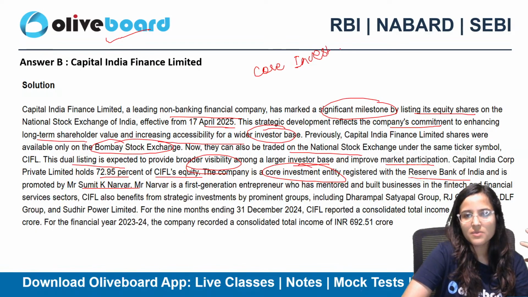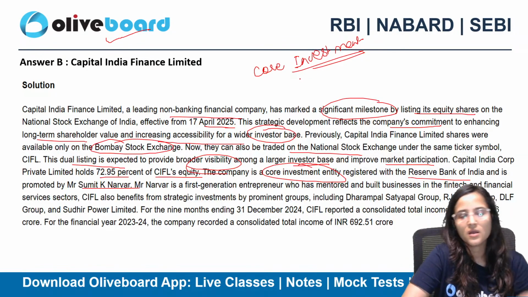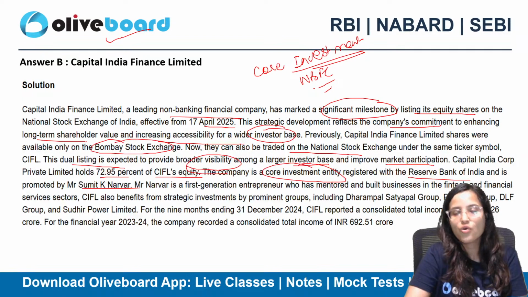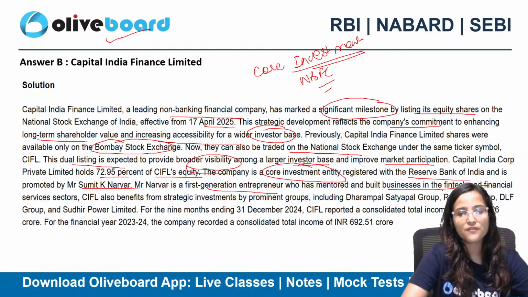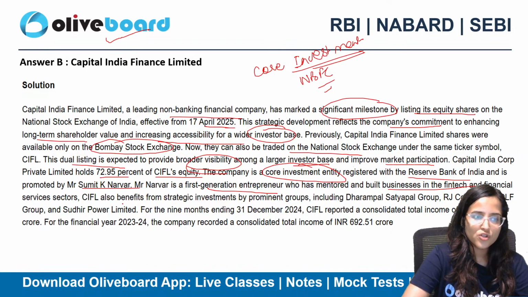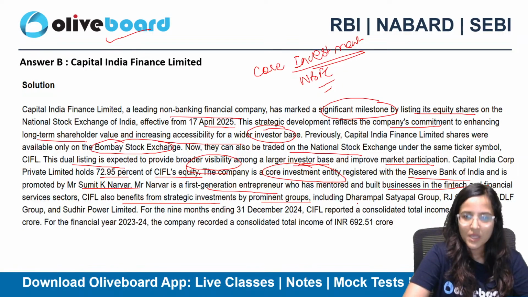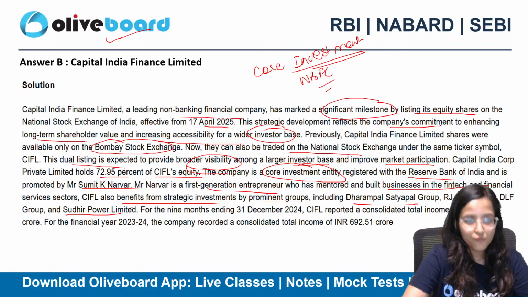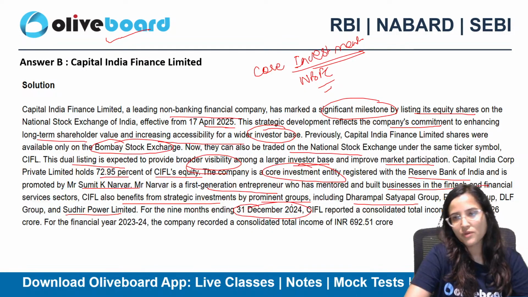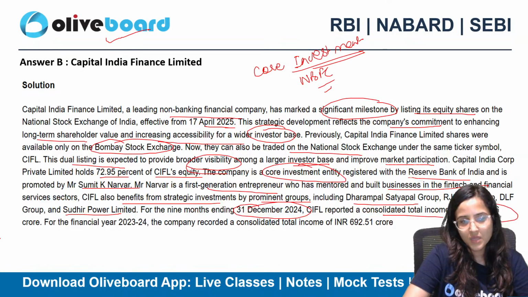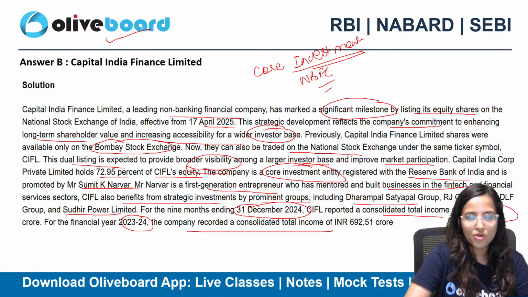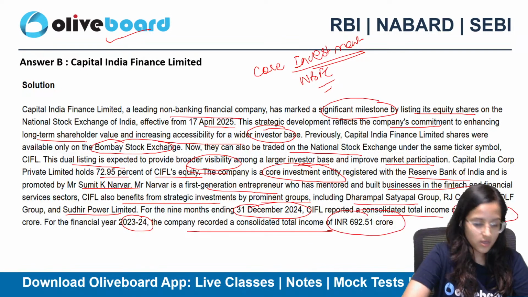I've taken up a class also on YouTube about NBFCs, types of NBFC. So one of the types of NBFC is core investment NBFC. So it is a core investment entity. Mr. Narwar is a first generation entrepreneur who has mentored and built businesses in the fintech and financial services sectors. CIFL also benefits from strategic investments by prominent groups including Dharampal Satyapal Group, RJ Corp Group, DLF Group and Sudhir Power Limited. For the 9 months ending 31st December 2024, CIFL reported a consolidated total income of 482.26 crore. For the financial year 23-24, the company recorded a consolidated total income of 692.51 crore.